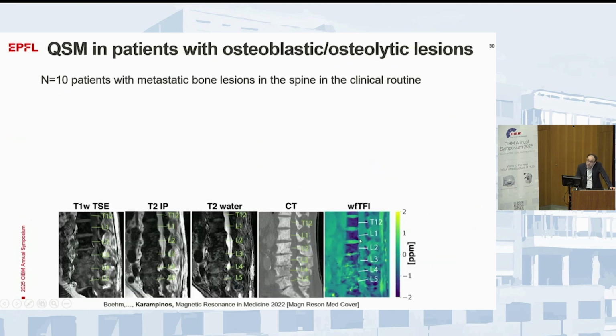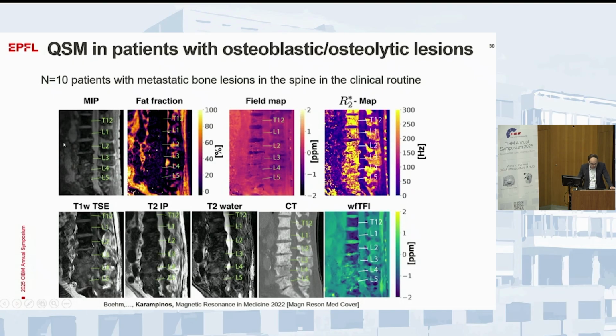And this is an example in a highly relevant cohort of patients with osteoblastic and osteolytic lesions. Osteoblastic lesions would suggest primarily a high suspicion for malignancy. Osteolytic would be more benign. This is an example from a study with n equals 10 patients. Here is the type of gradient echo acquisition that we use, with the different parameters.